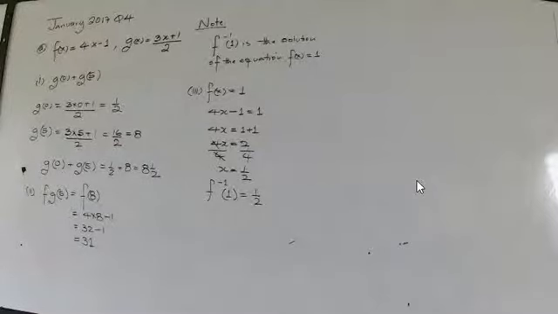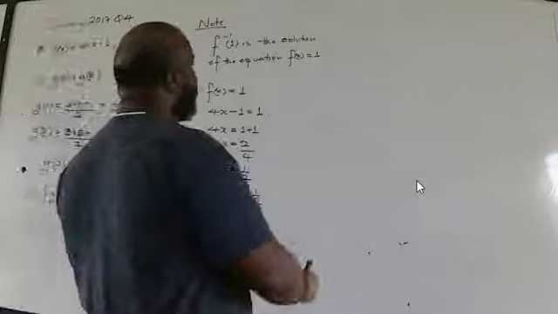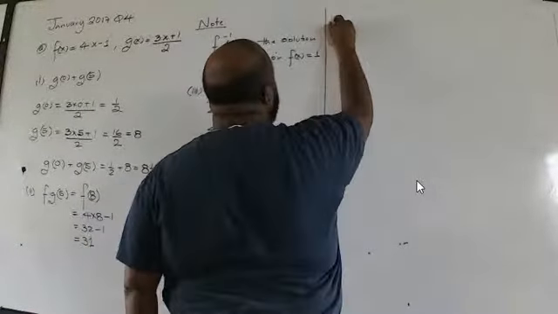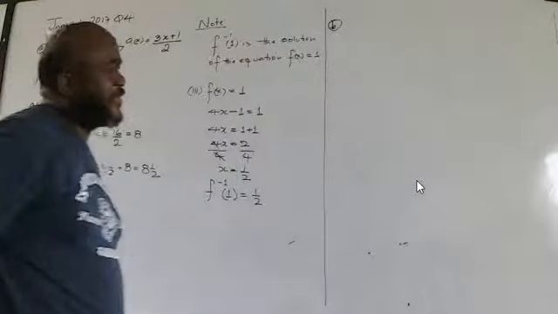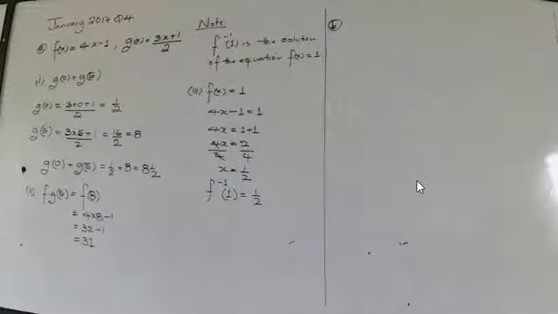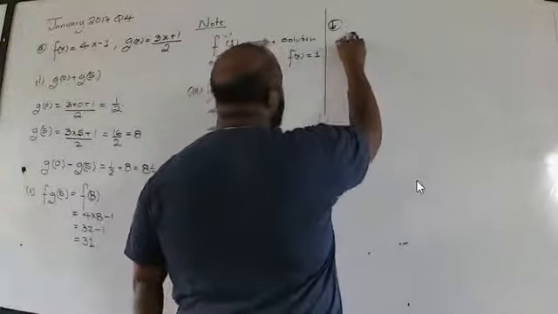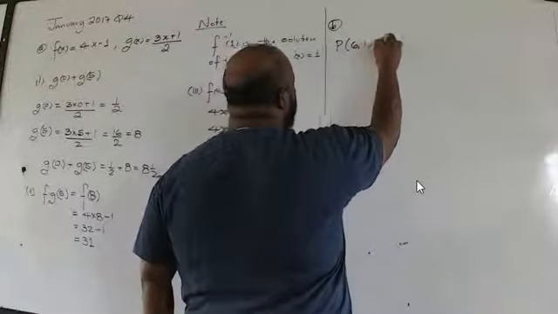Part (b). Are you ready? P is the point (6, minus 1). Q is (2, 7).